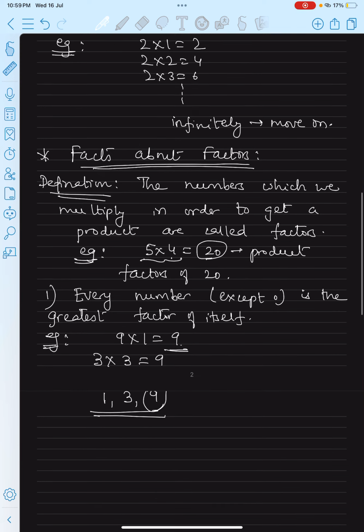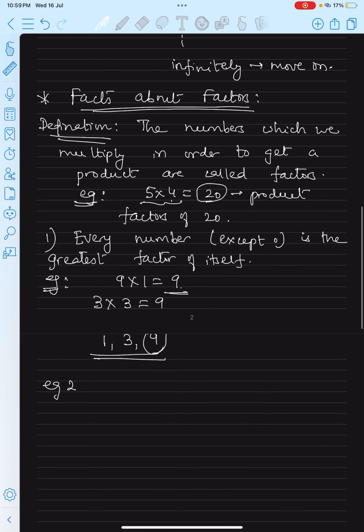Suppose I give you another example. If I say write down the factors of 6, that means in which table will 6 come? I will say 1, 2, 3 and then 6. These are the factors of 6. This also justifies the given statement that 6 is the greatest factor of itself. The last number is 6 and it is the greatest factor among all these factors. So it justifies the statement.